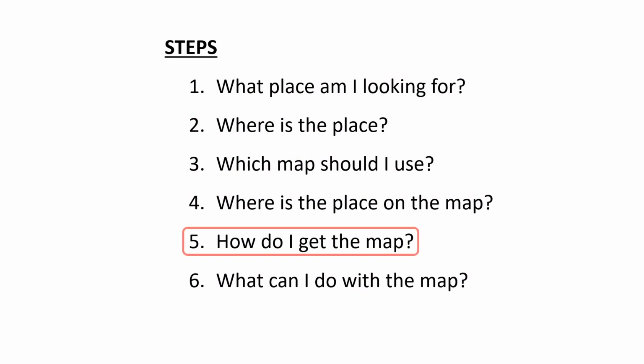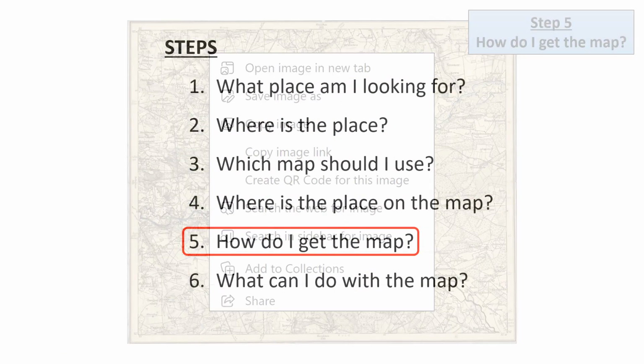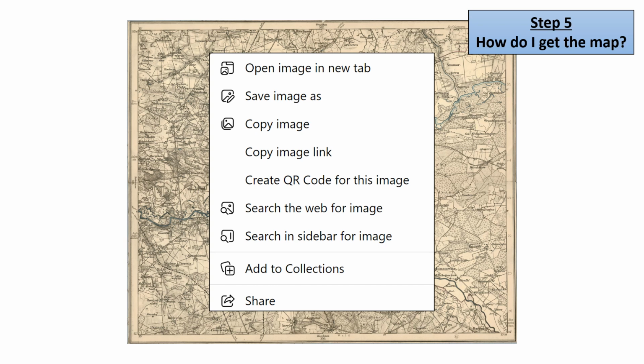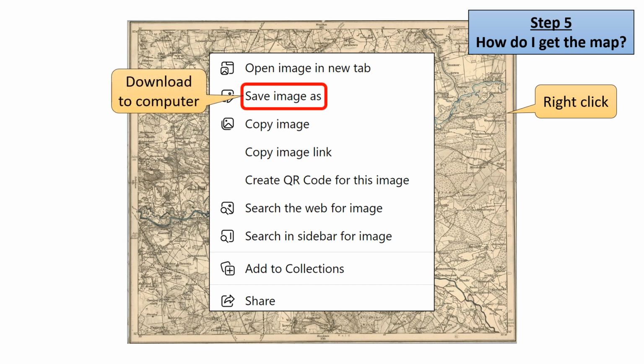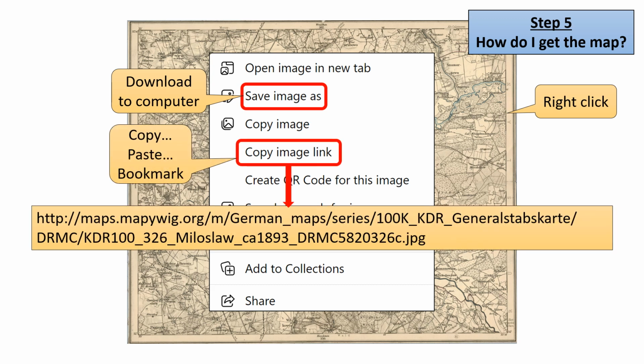So, how do we get this nice map? To get the map, right-click on the map, and then select Save Image As to start downloading the map to your computer. Or you can copy, paste, and bookmark the web version of the map so that you can get back to the map in the future.